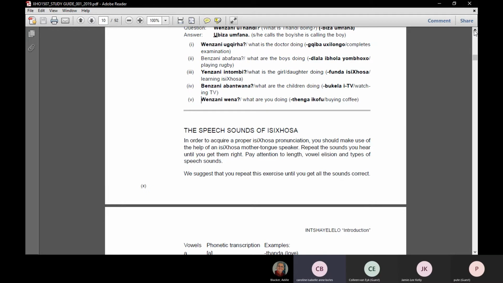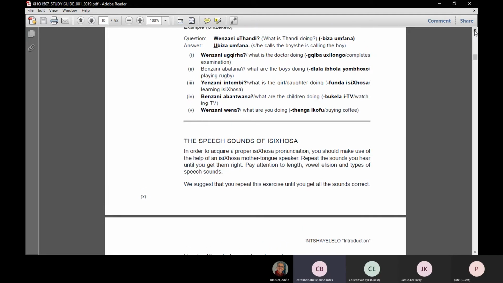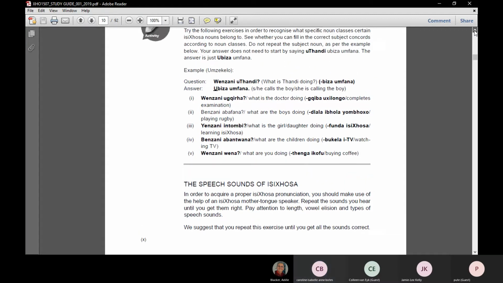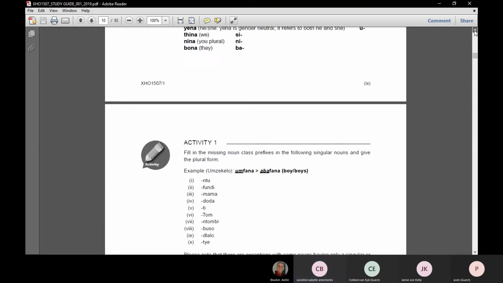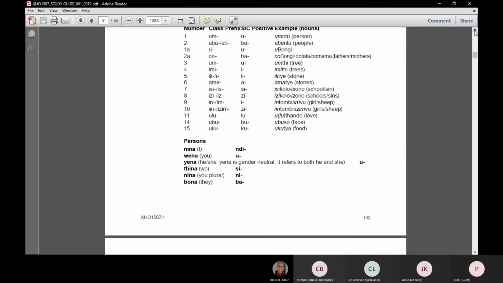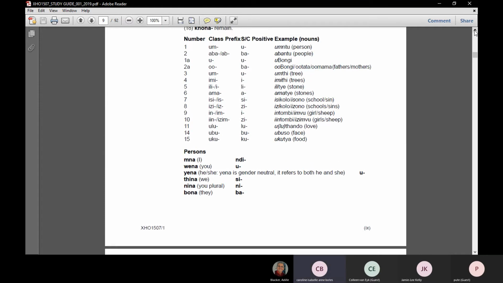Okay, wait, Mr. Pute. Yes? So I'm not sure when you meant to use the subject concord and when to use the ba. Okay, let me explain. The persons are not the only subject concords. They are part of the 15 subject concords. The six we've been using, they are part of the 15.